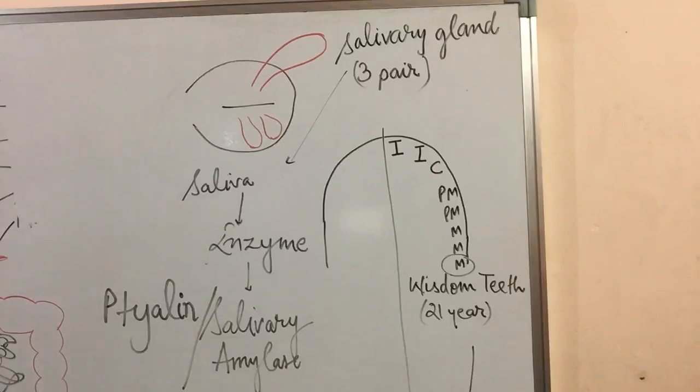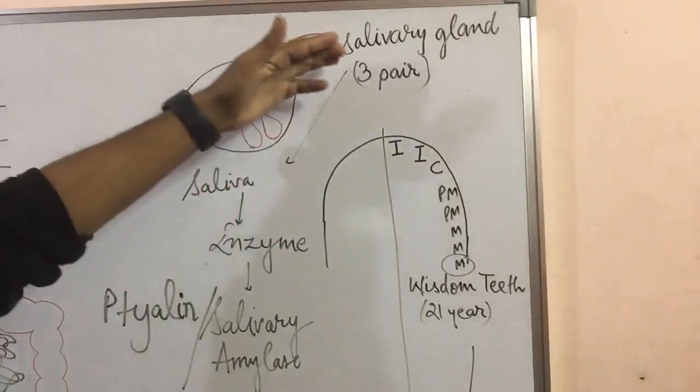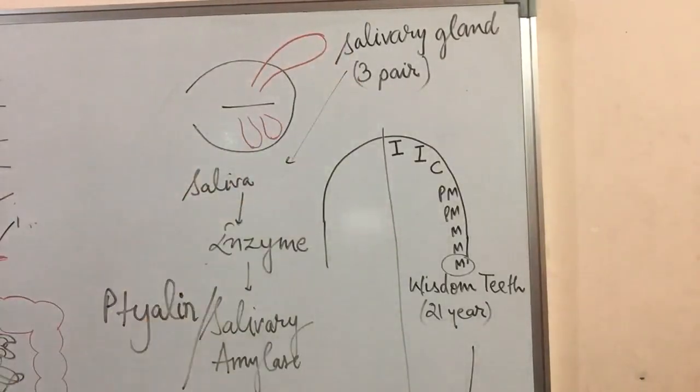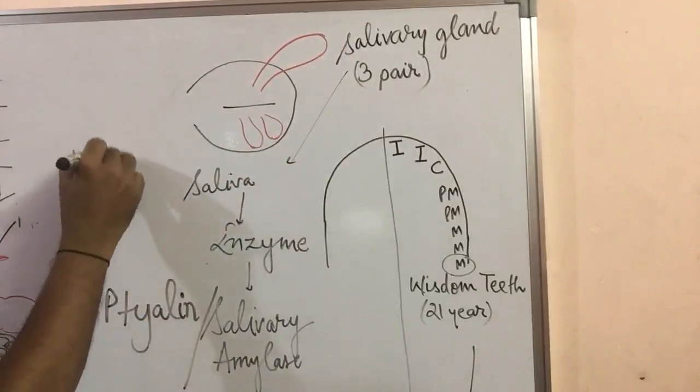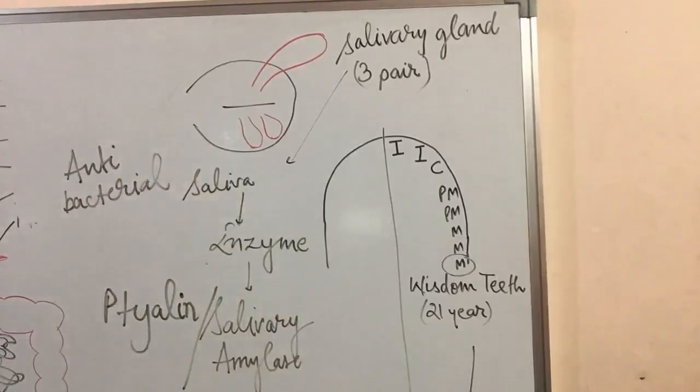Then next, what does the salivary gland give? The salivary gland gives saliva. What does saliva do? Saliva has an enzyme, and it also has antibacterial property. It means that it can fight against infections. You might have noticed that if you have any ulcer or wound in your mouth, it heals very easily or in very little time. So saliva is antibacterial.